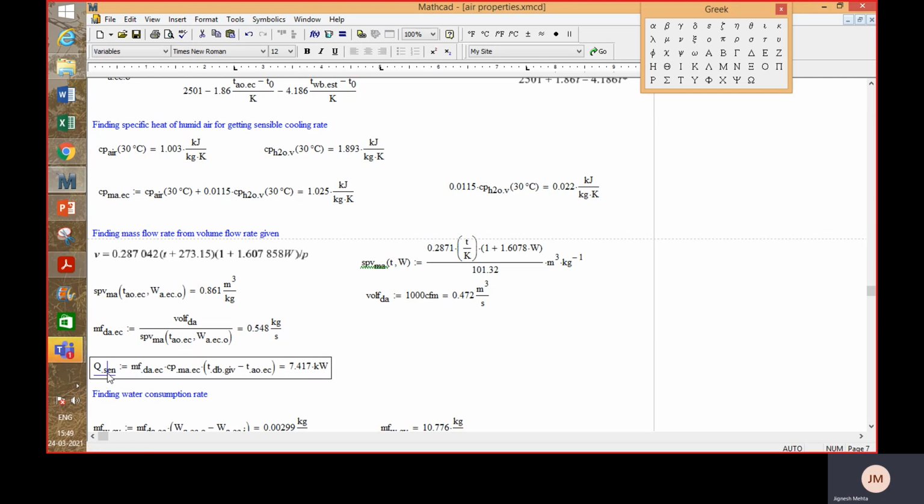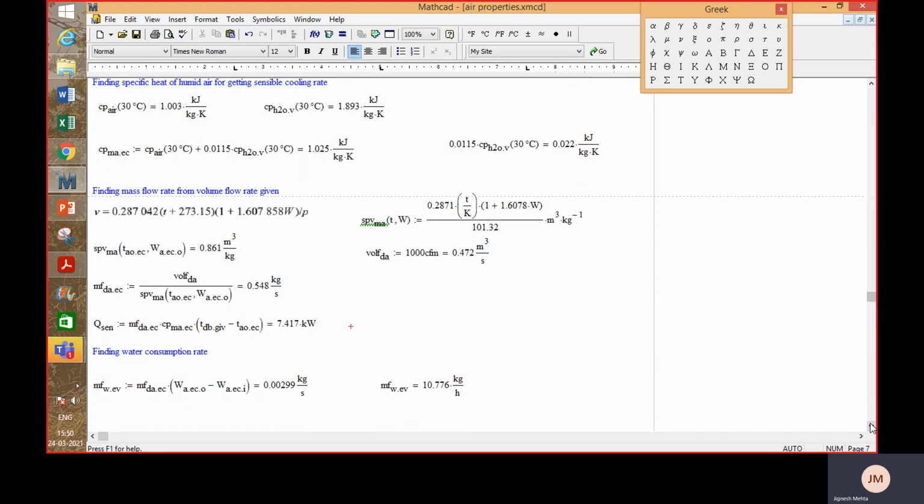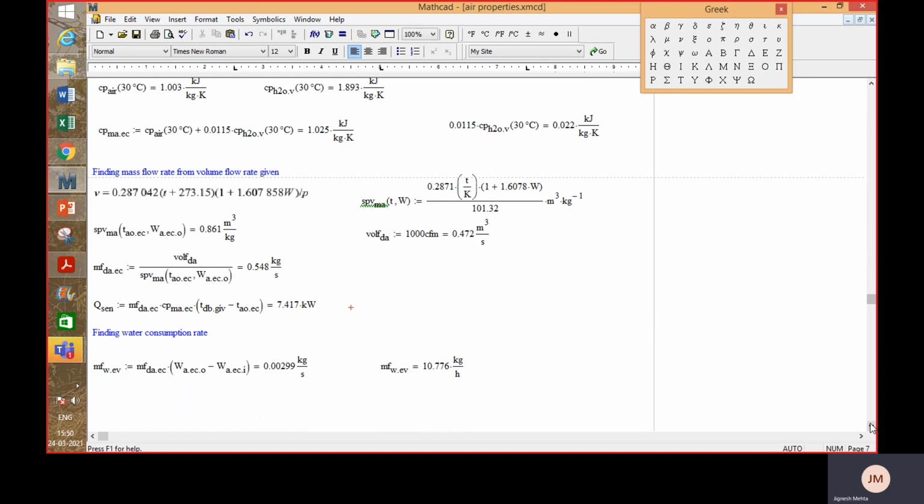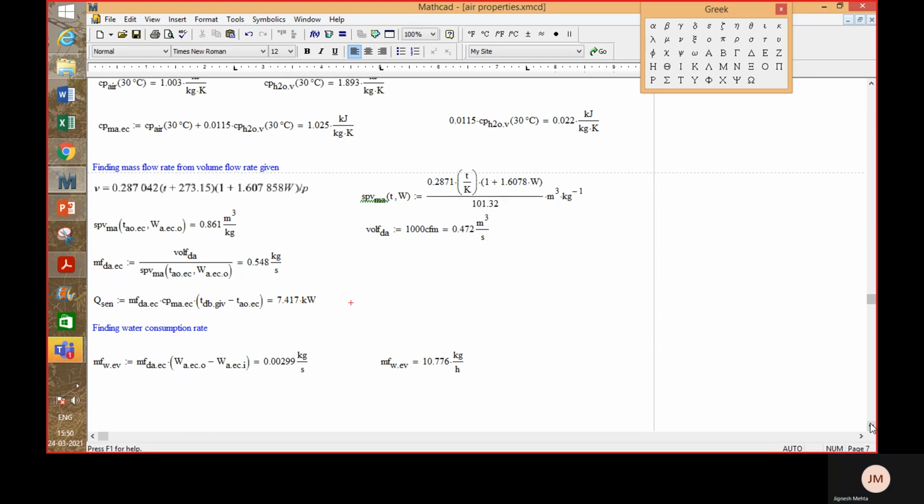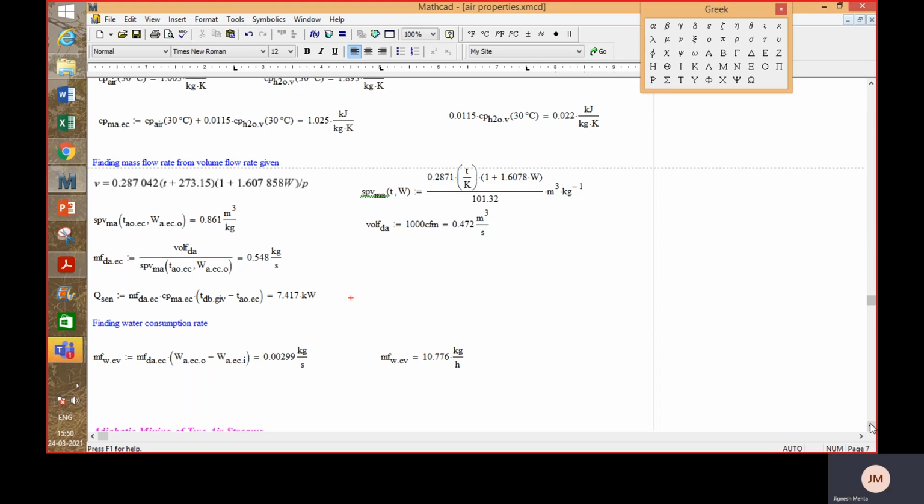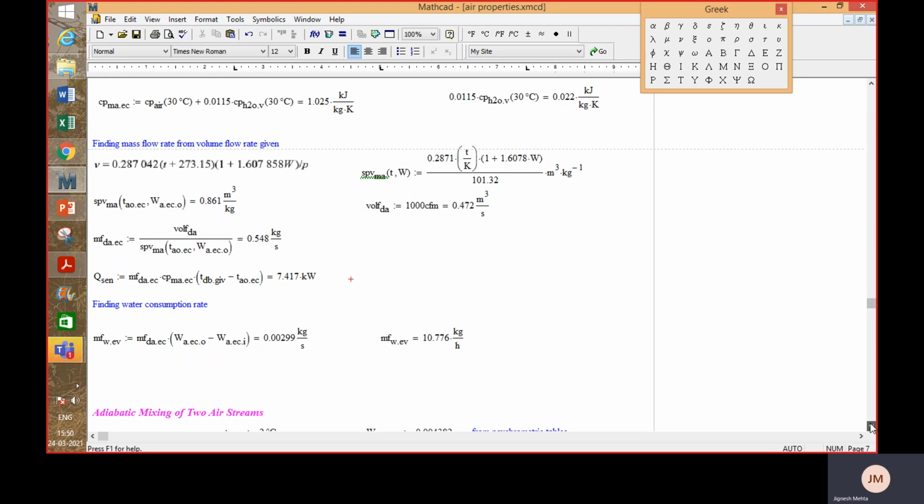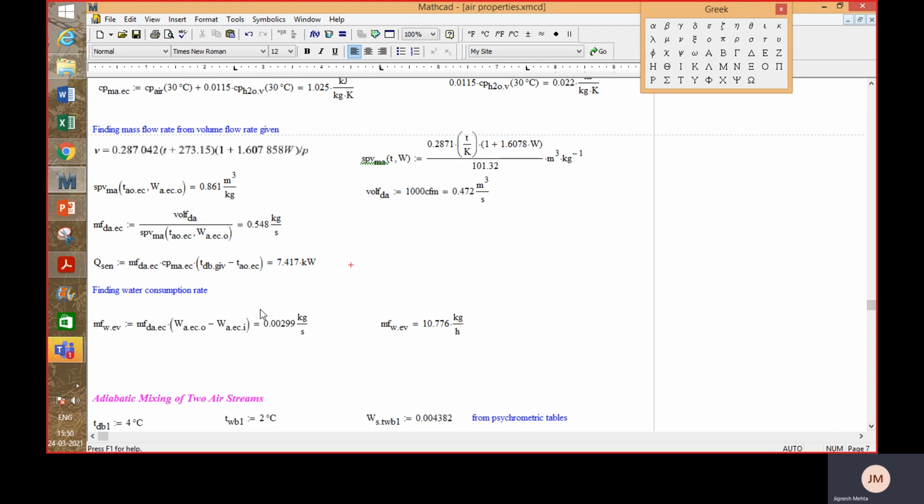Now you can get the sensible cooling rate, which is m Cp delta T: mass flow rate of dry air into Cp of moist air into the temperature difference, which is 37 to 23.8, right? So you put those values and you get around 7.417 kilowatt. That's the sensible cooling rate as it passes through the evaporative cooler. Now, if you find enthalpies, you will find that there is not much change in enthalpy. So actually, by adding moisture, you are providing sensible cooling. There is no total cooling, right?